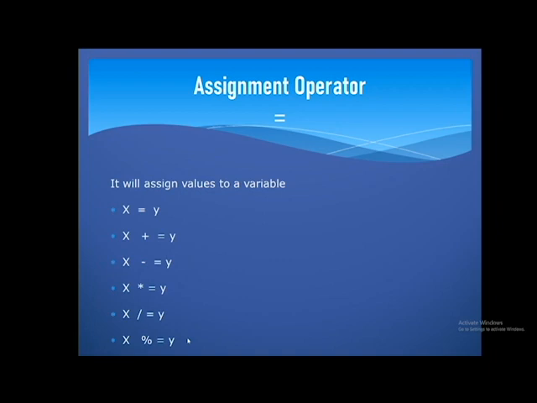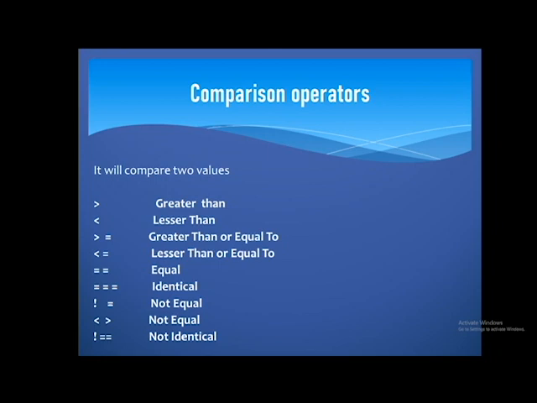Next, assignment operator. It will assign values to a variable. X is equal to 5. X plus equal to 5, that is x is equal to x plus 5. X minus equal to y, that is x is equal to x minus y. X into equal to y, that is x is equal to x into y. X slash equal to y, that is x is equal to x slash y. Comparison operator. It will compare two values: greater than, lesser than, greater than or equal to, lesser than or equal to, identical, not equal, not identical.